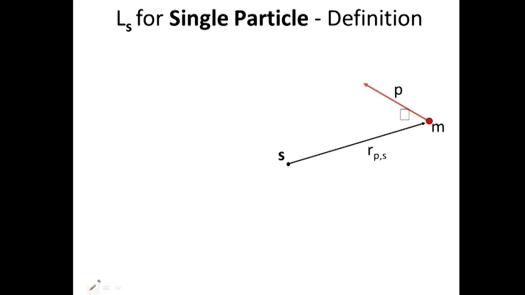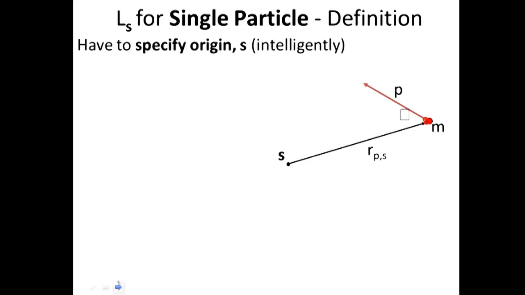So what's the angular momentum for a single particle? This is the definition of angular momentum. The particle is moving here. There it is. It's moving with some momentum. And now we don't have any meaning for the idea of angular momentum until we specify an origin, which is this one here we'll take.